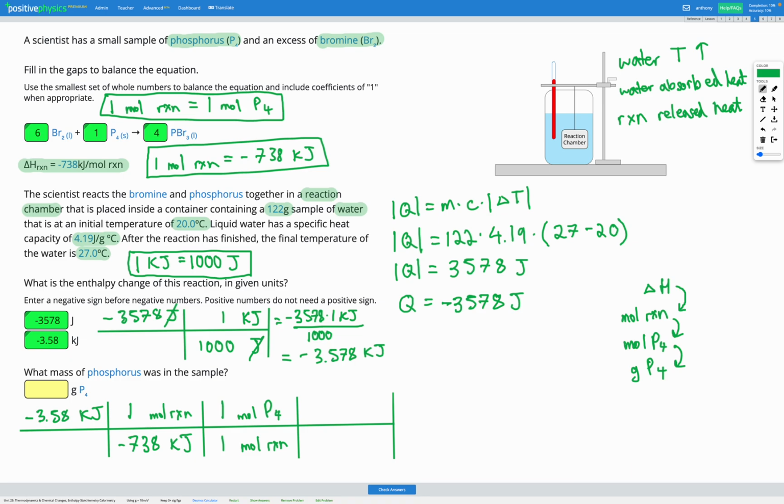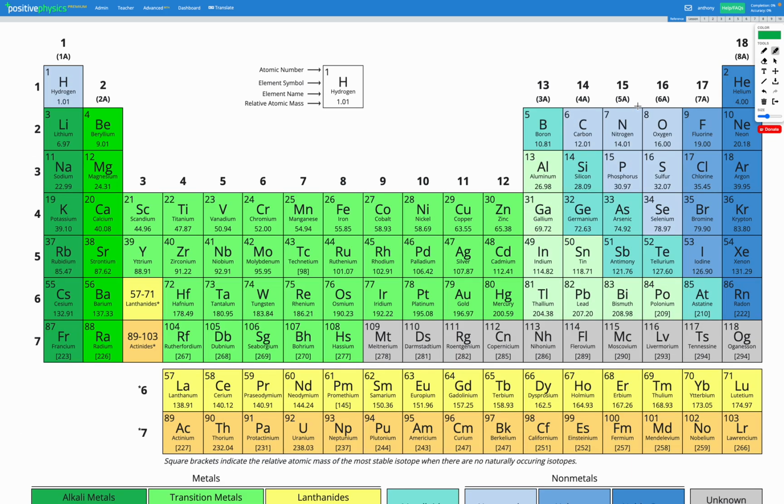Lastly, we need to convert into grams. So we're going to head to our reference sheet. Here's our periodic table, and we're looking for phosphorus. Here it is. So phosphorus has an atomic mass of 30.97 grams per mole. Our compound is P4, so we're going to have 4 times 30.97, which gets us a molar mass of 123.88 grams per mole.